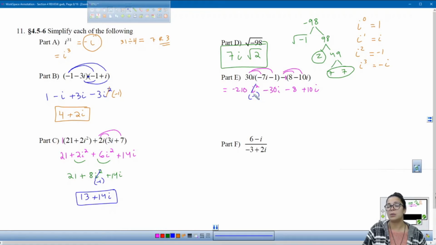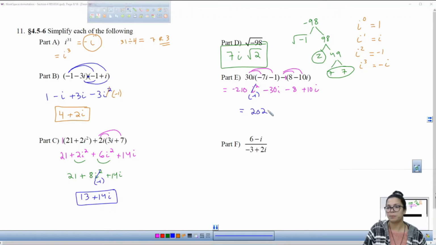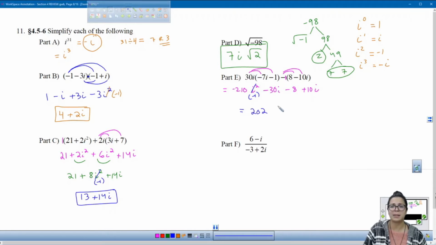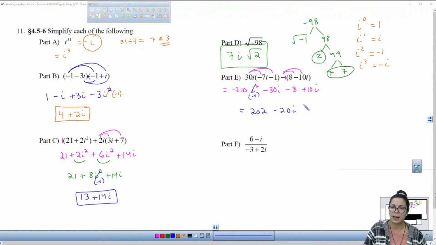So this is -210 times -1, which is +210. So we have 210 minus 8, which would be 202. And then -30i plus 10i, which would be -20i.